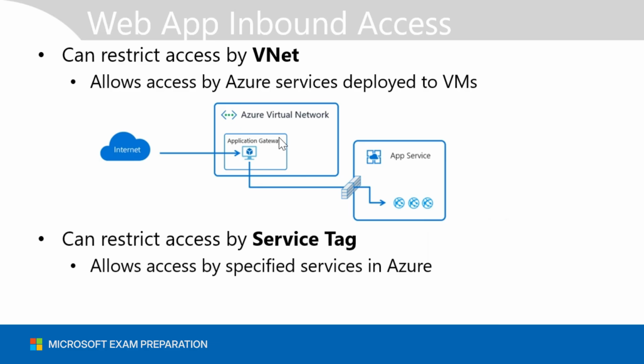You can also restrict access by what's called service tag. So service tag just means other services in Azure. So perhaps you have a certain kind of service that you have running workload. It's got some code running. It wants to talk to your web app. Maybe your web app is a web service. And so you can identify services in Azure that are allowed to access your web app.